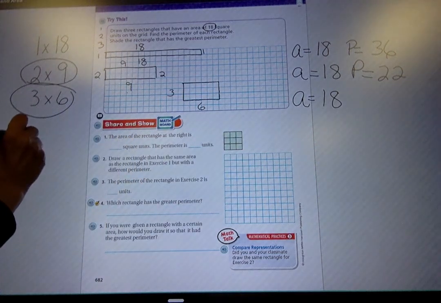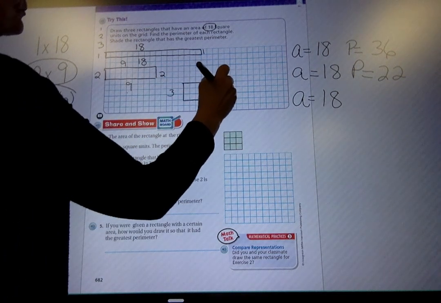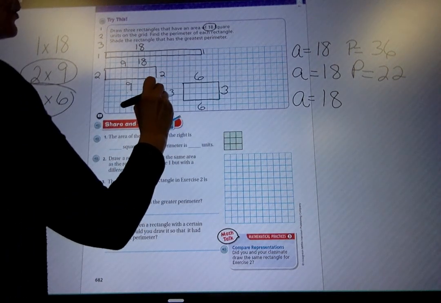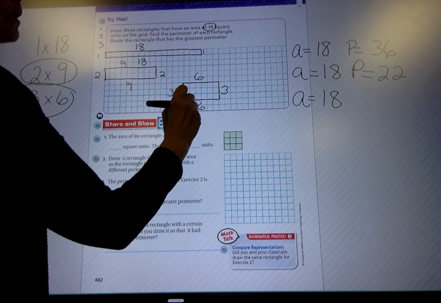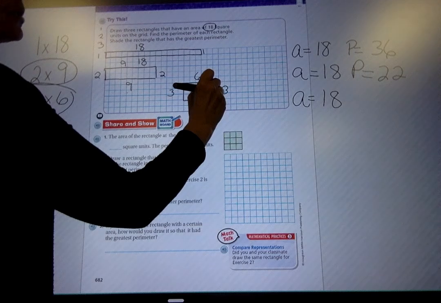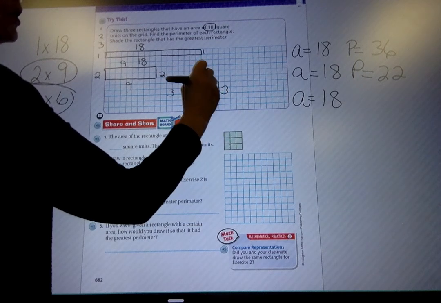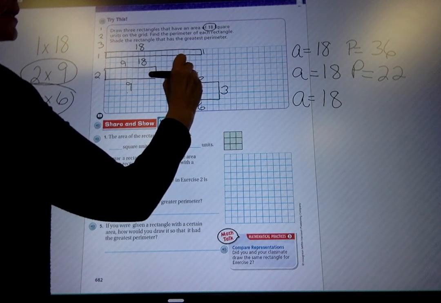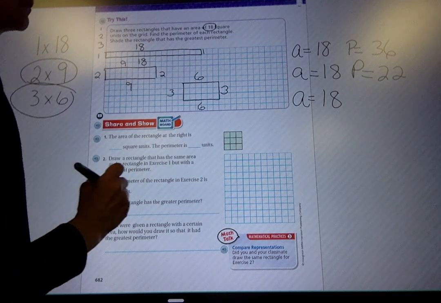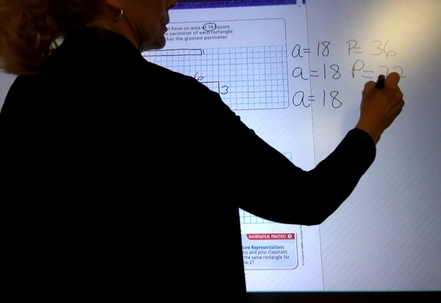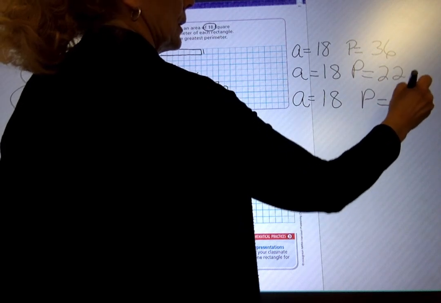What's our perimeter? 3 plus 6 is 9. 9 plus 3 is 12. 12 plus 6 is 18. The perimeter is the same as the area.